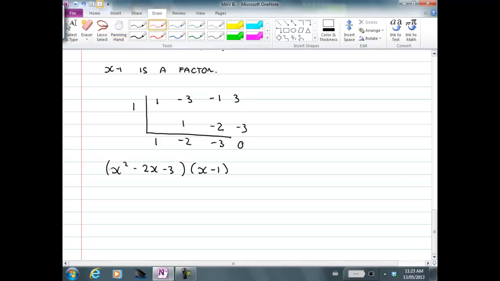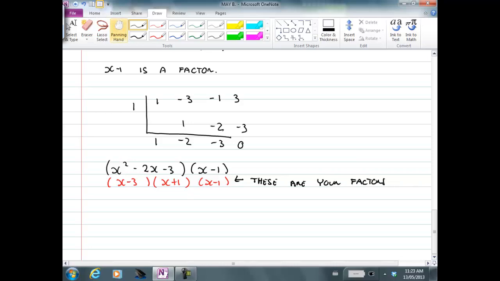And Amit, what did you have for this one? You factor x minus 3, x plus 1, and x minus 1. Here is equal to, these are your factors.